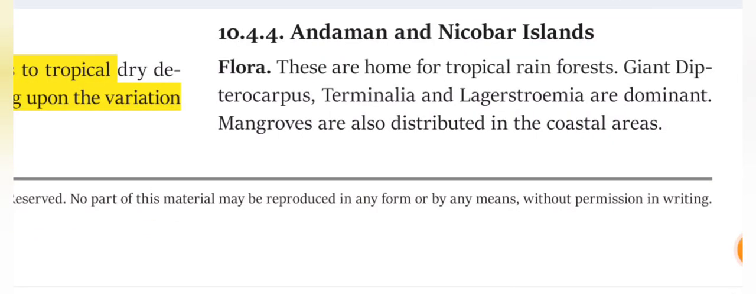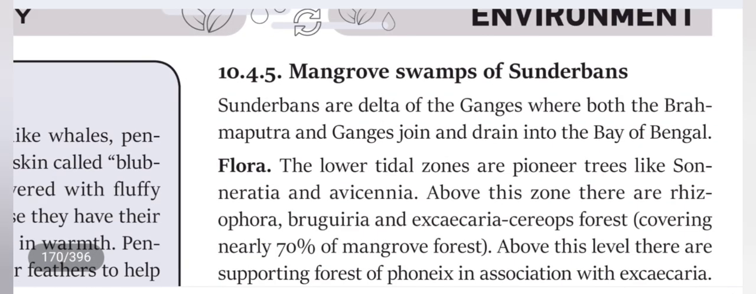Now, Andaman and Nicobar Island flora are home for tropical rainforest, giant Dipterocarpus, Terminalia, Lagerstroemia are dominant. Mangroves are also distributed in coastal areas. So here, mangrove swamps of Sundarban are in the delta of Ganga where Brahmaputra and Ganga join, right? So they drain into Bay of Bengal.